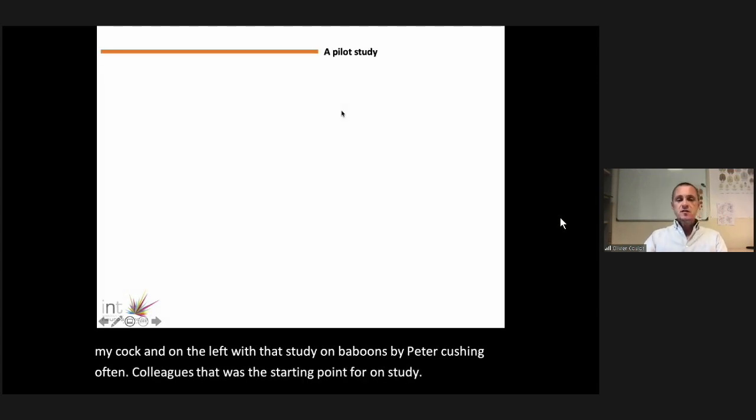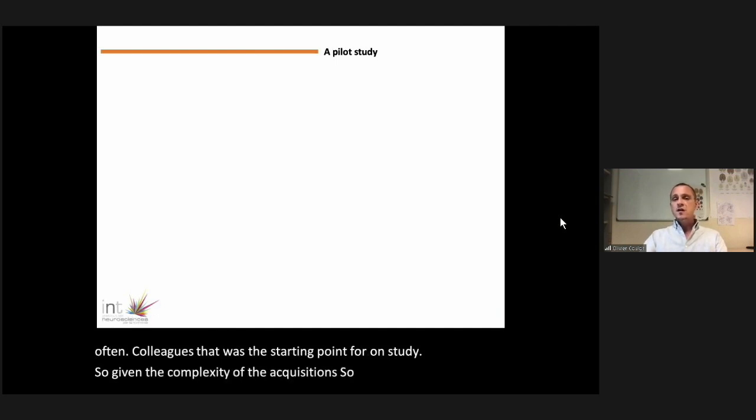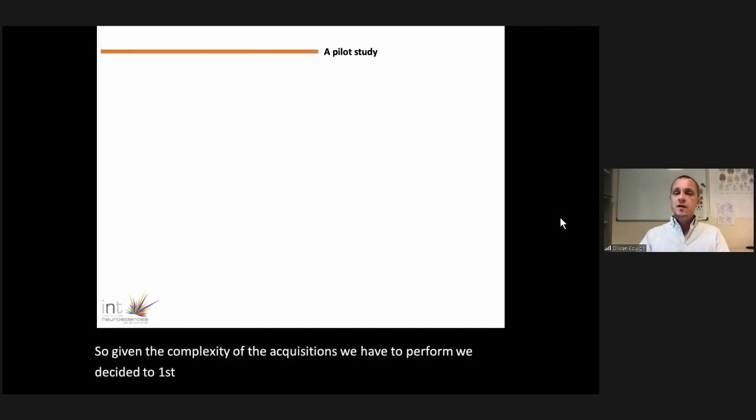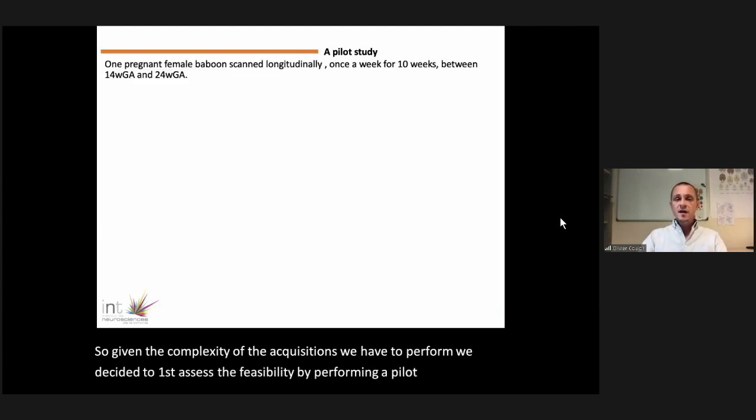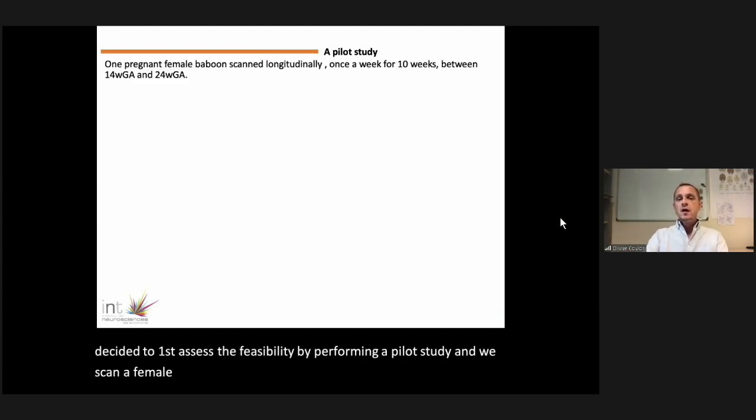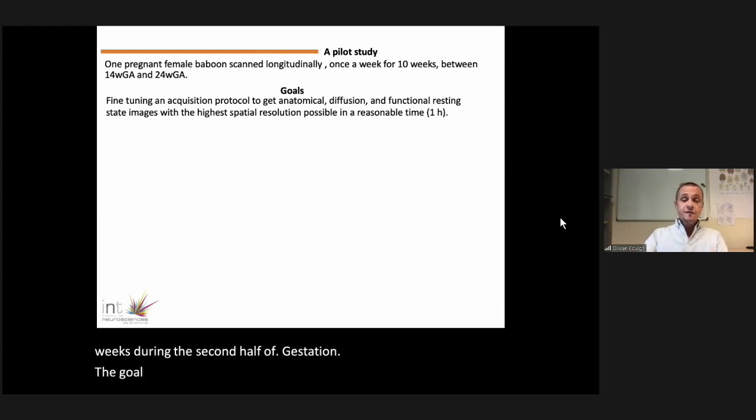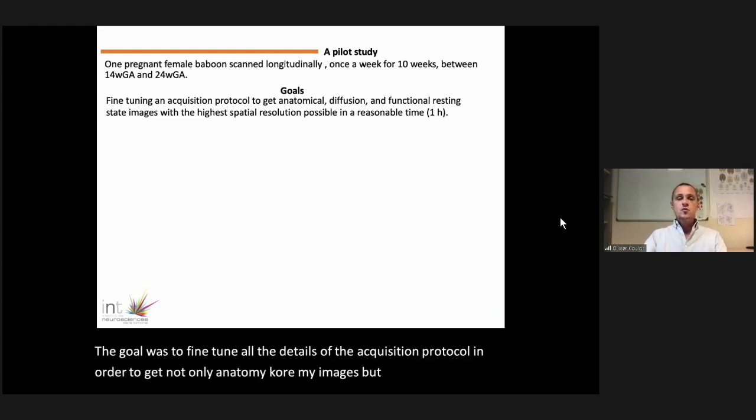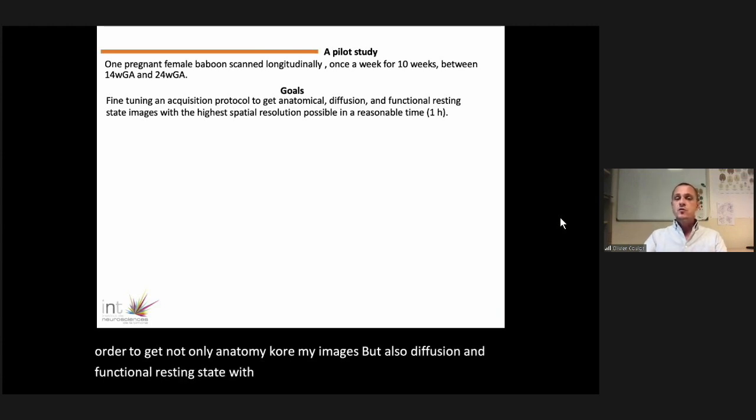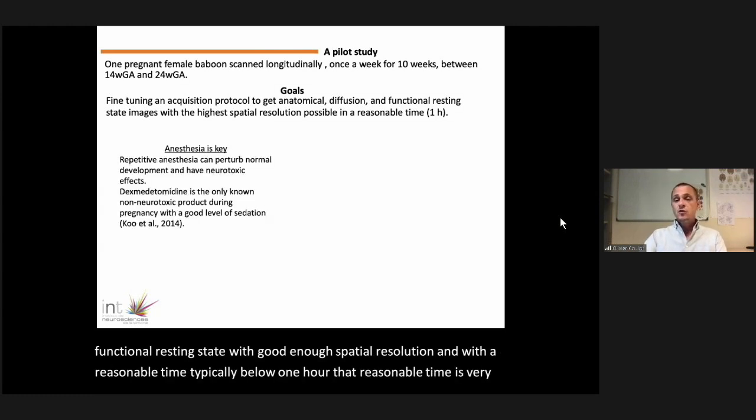So given the complexity of the acquisitions we have to perform, we decided to first assess the feasibility by performing a pilot study. And we scanned a pregnant female baboon once a week for 10 weeks during the second half of her gestation. The goal was to fine-tune all the details of the acquisition protocol in order to get not only anatomical MR images, but also diffusion and functional resting state with a good enough spatial resolution and with a reasonable time, typically below 1 hour.